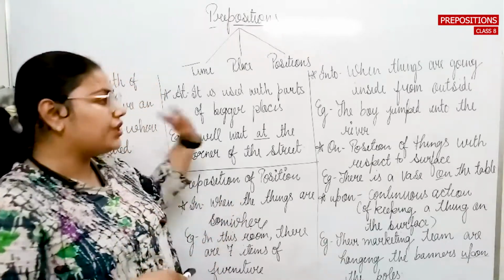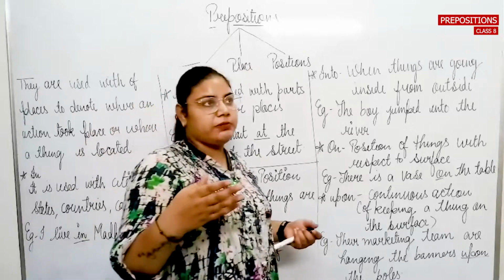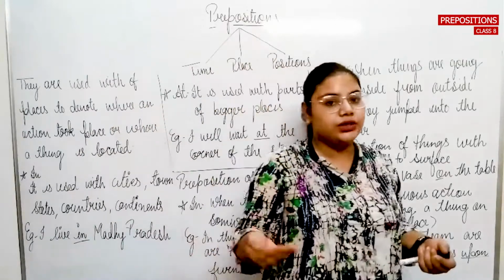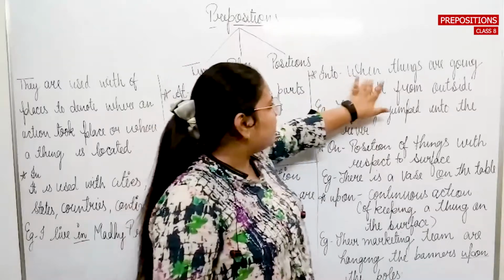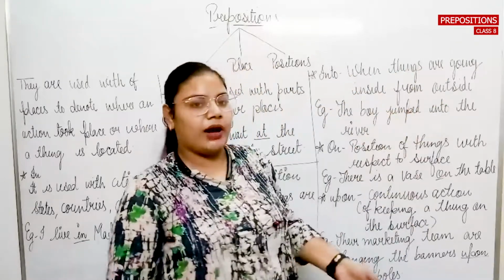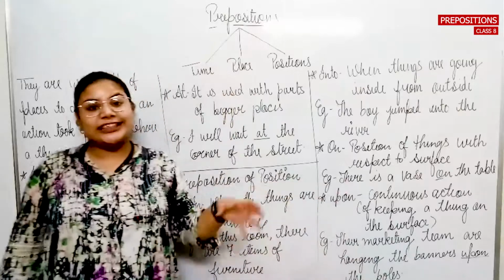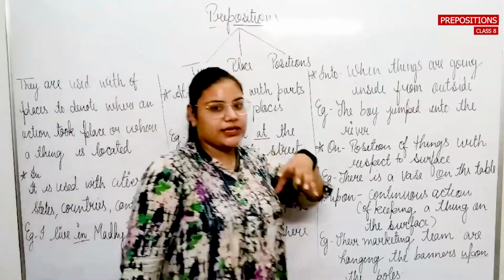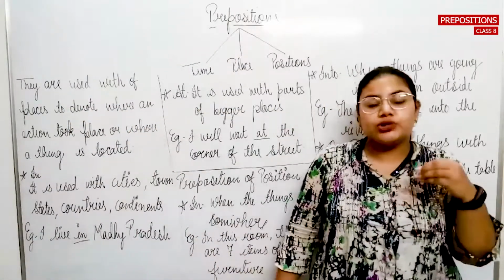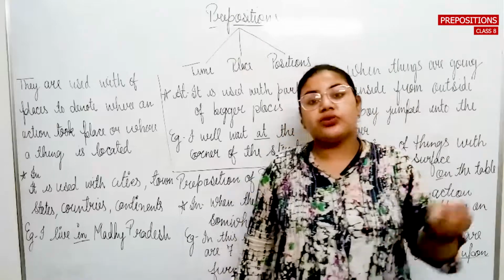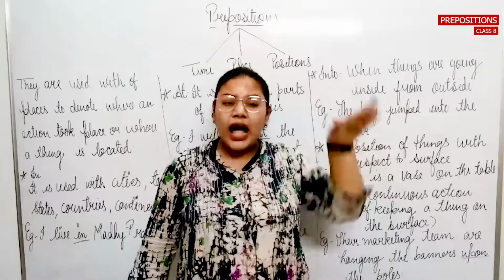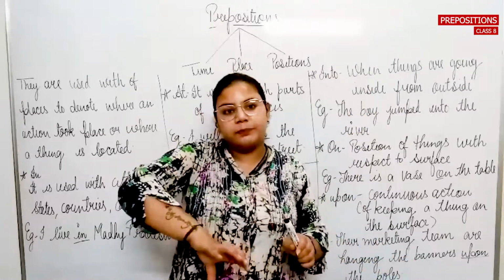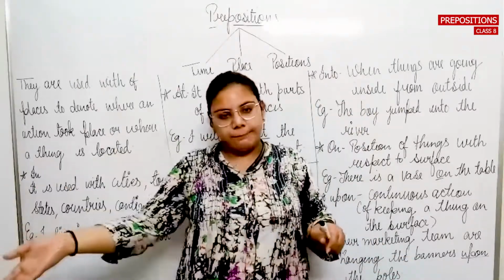But if I talk about into, what we need to keep in mind, let's have a look at the definition: when things are going inside from outside. If I say the cat ran into the basket, it means I am talking about the cat which is running into the basket. Earlier that cat was outside the basket and then it is jumping into the basket.